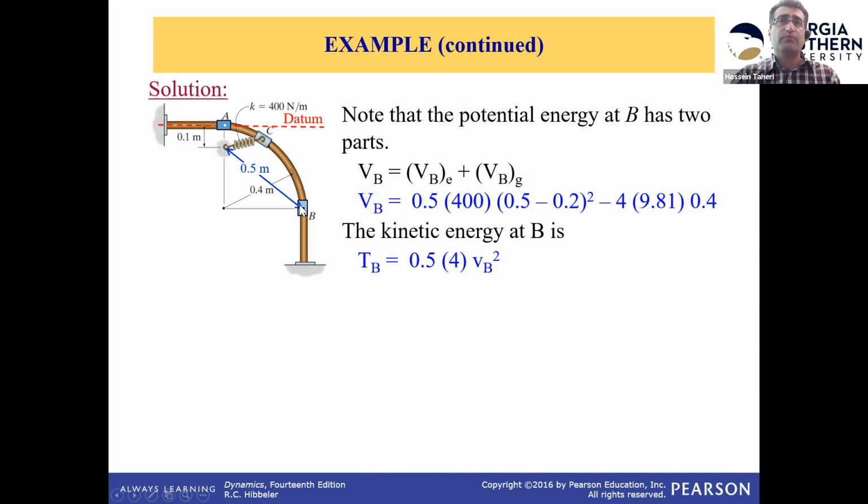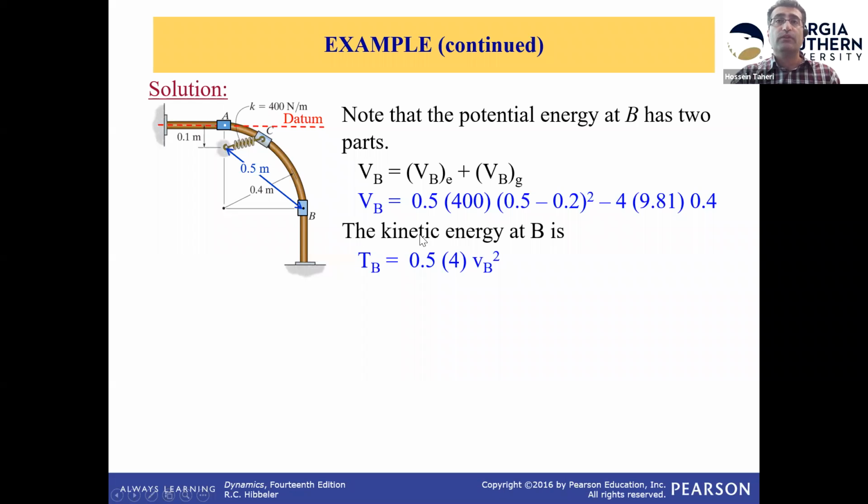The potential energy at point B is going to have two parts if you consider the datum line at the top at A. One of them comes from the elastic spring, because the spring has some stretch here. The other part comes from gravity, because you have a change in elevation. So the first part from the elastic equals 1/2 the spring constant times the change in the spring displacement squared. And your object is actually coming down, so you have a negative value of the potential energy.